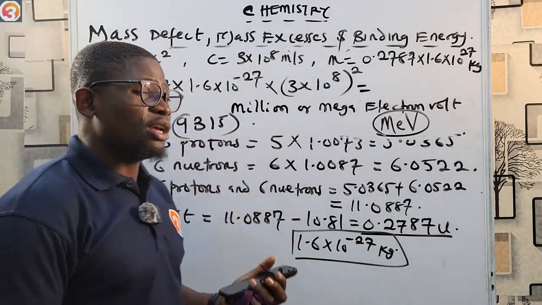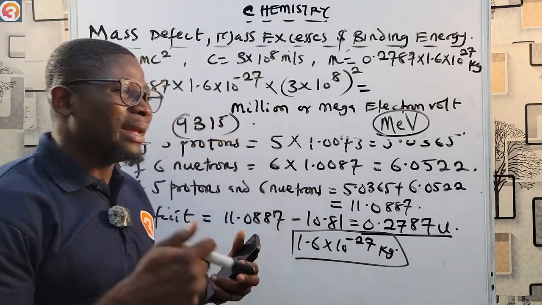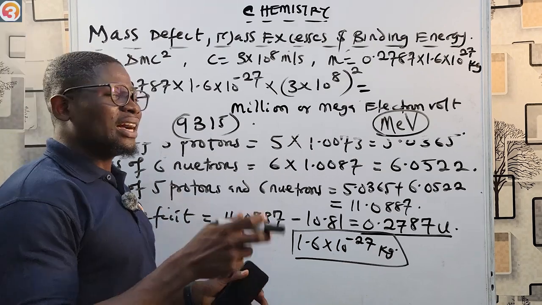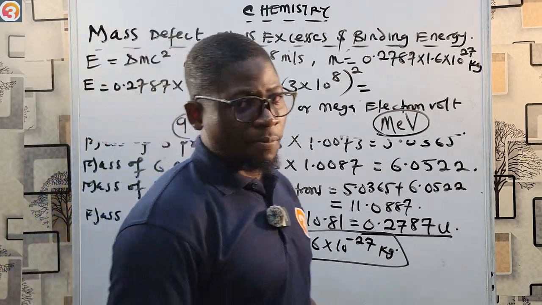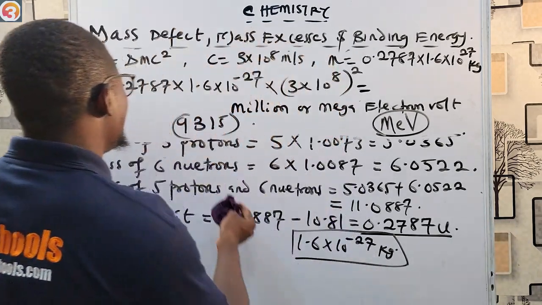Okay, this is for the case where you'll be asked that your answer should be in mega electron volts. If I have to convert your answer to mega electron volts, simply multiply by what? 9315. Okay, so now let us go to the next part.